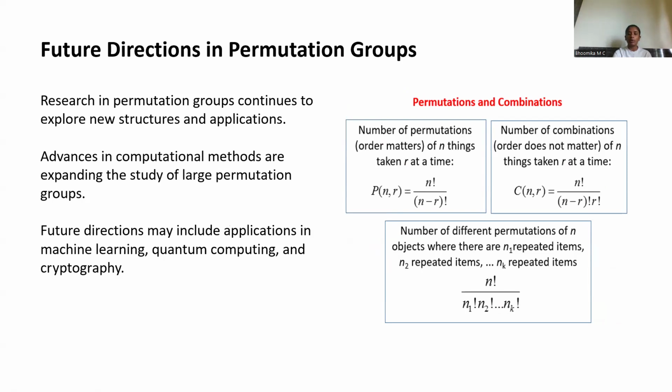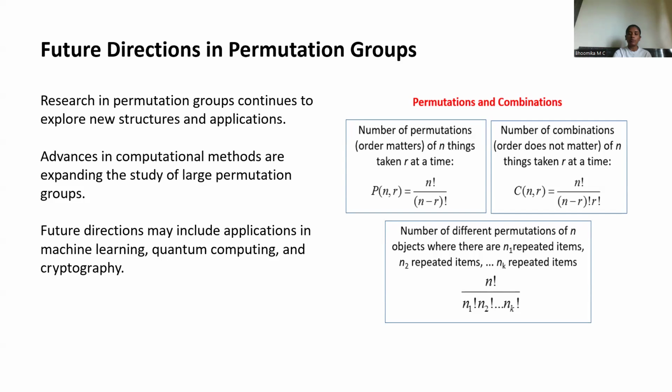Permutations and combinations. The number of permutations of n things taken r at a time: P(n, r) equals n factorial divided by (n minus r) factorial. The number of combinations of n things taken r at a time: C(n, r) equals n factorial divided by (n minus r) factorial times r factorial.